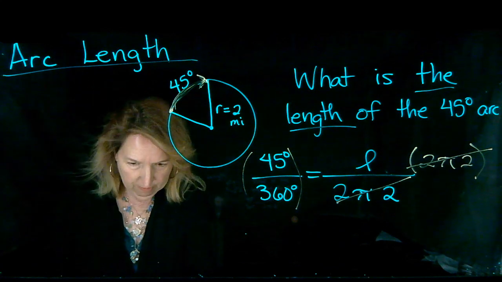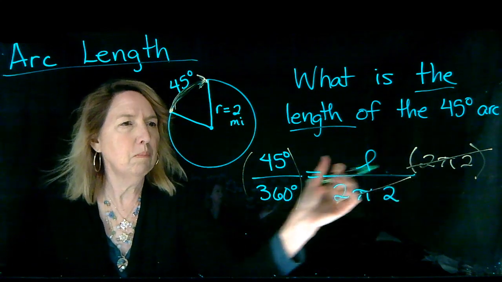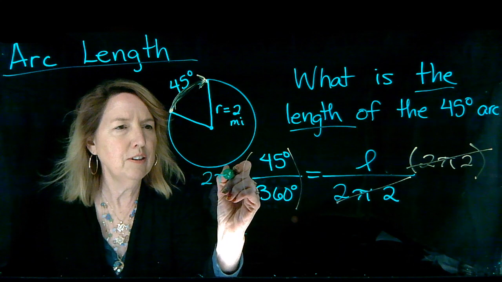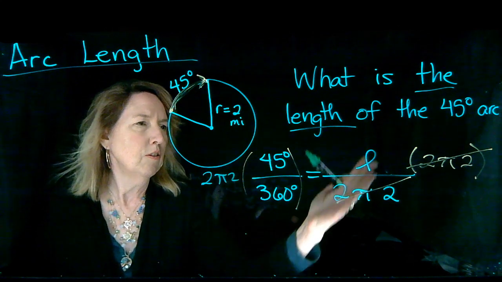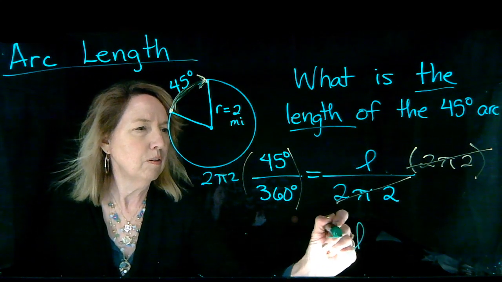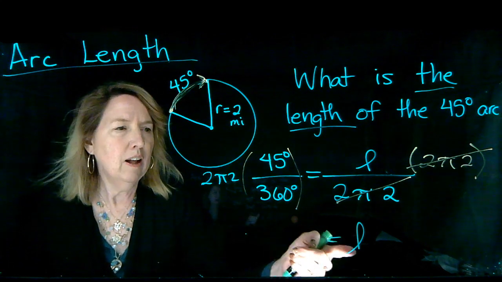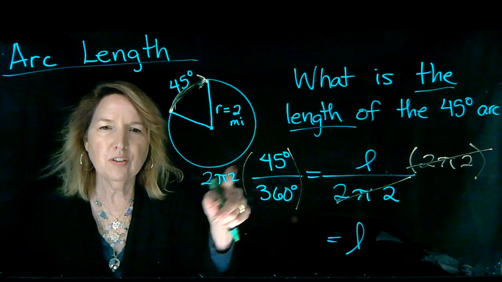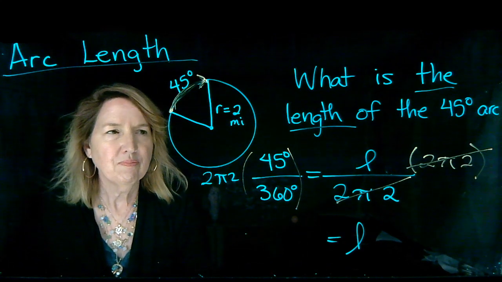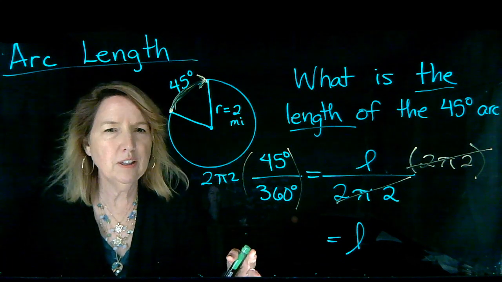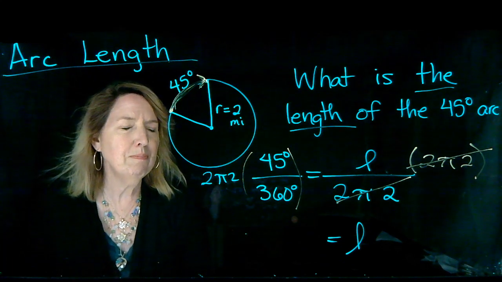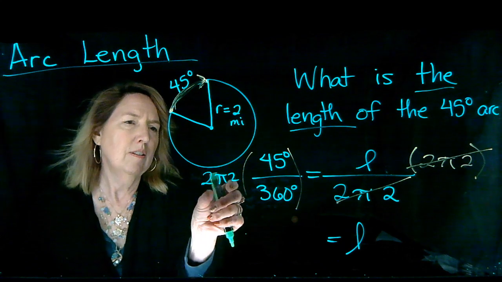My marker is giving me trouble. Let me switch back. So I'm going to multiply by 2 pi over 2 so that L is by itself. L equals whatever this comes out to equal. You can simplify it, grab a calculator, whatever you want. There's many different ways to do this.